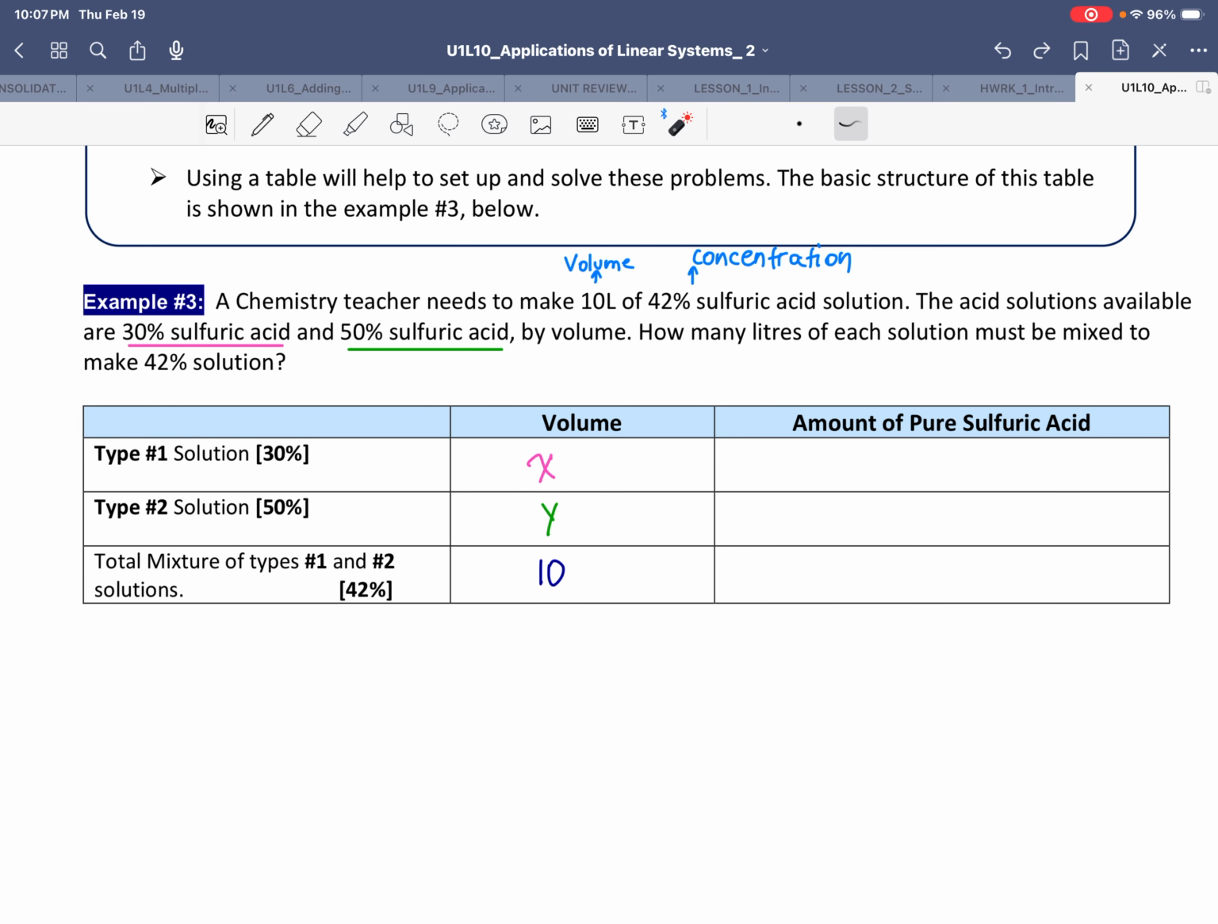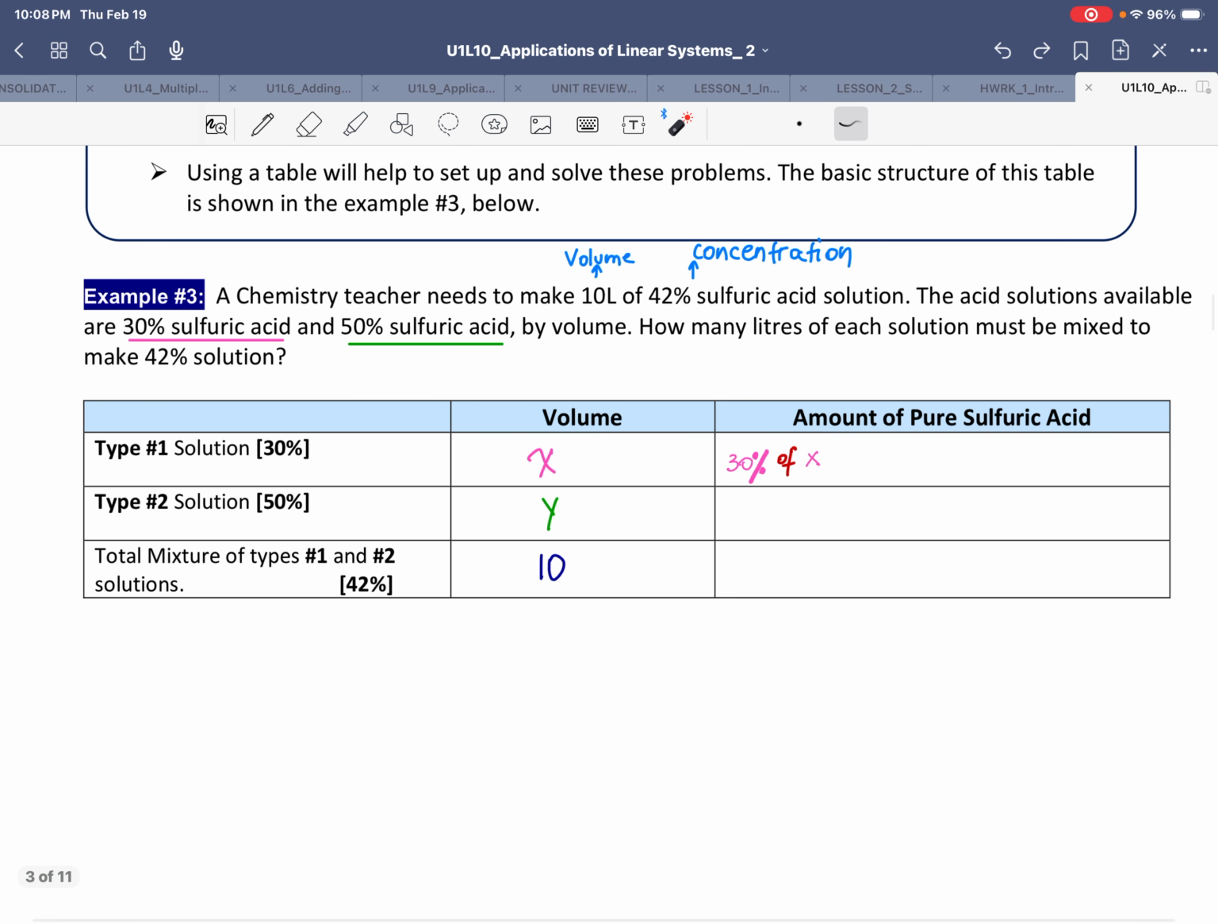Now, the next thing that we want to do is calculate the amount of pure sulfuric acid. Remember, as we explained, if we have 42% sulfuric acid in 10 liters, not all 10 liters will be sulfuric acid, only 42% of this volume. In a similar way, if we have 30% sulfuric acid, not the entire volume will be pure sulfuric acid, but only 30% of this volume, which volume? Volume X, right? That will be sulfuric acid.